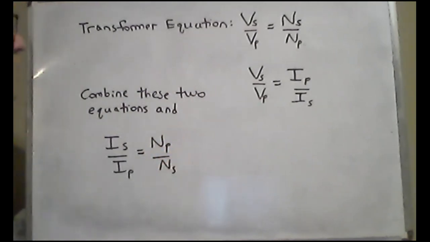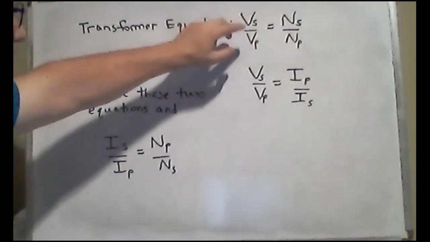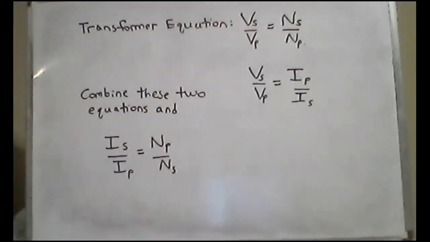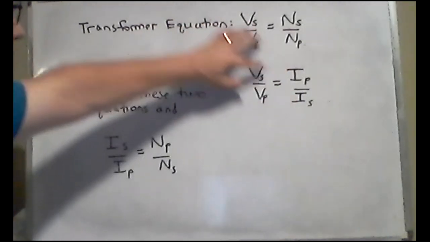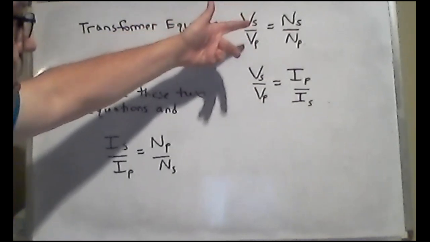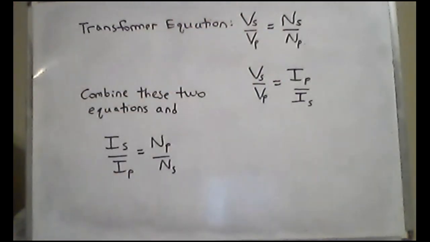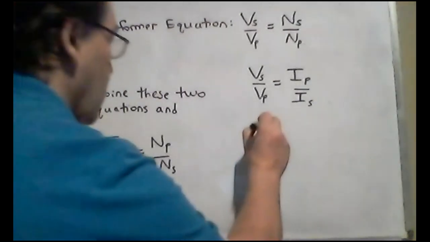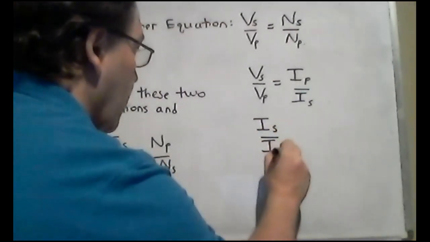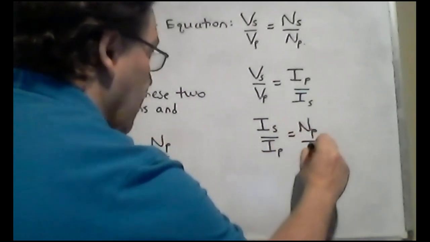All right. So again, I can have I sub P over I sub S. I can flip them around. I get I sub S over I sub P is N sub P over N sub S. So again, directly substituting, I get I sub P over I sub S, and I'll just turn them both upside down. And I get I sub S over I sub P is N sub P over N sub S. That's all I did there. So again, those are my three equations that I can use.